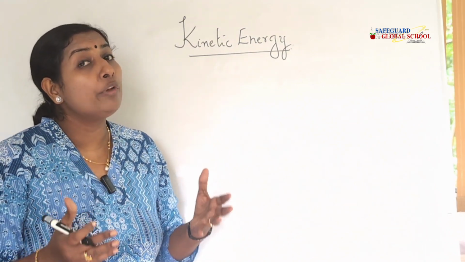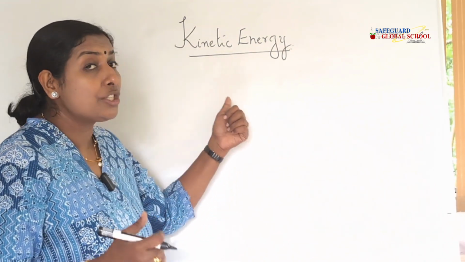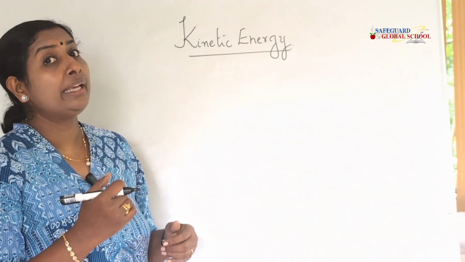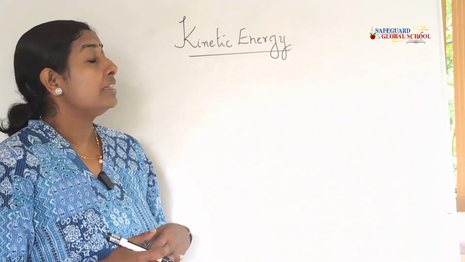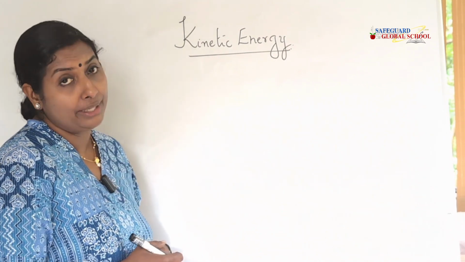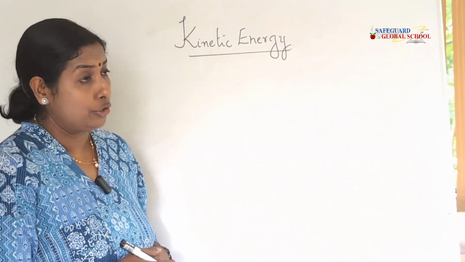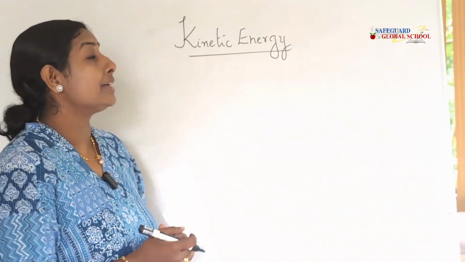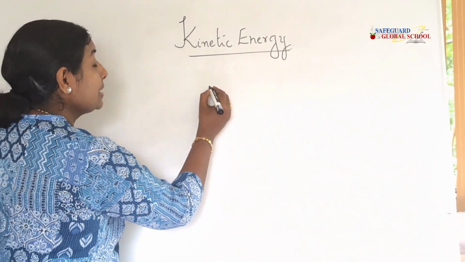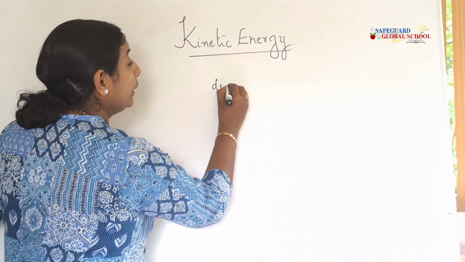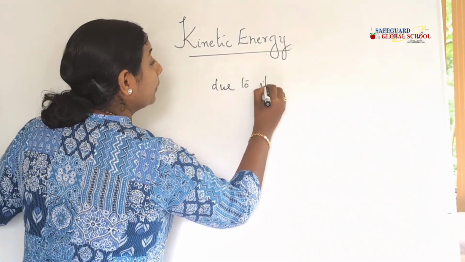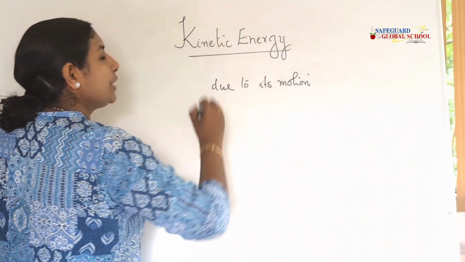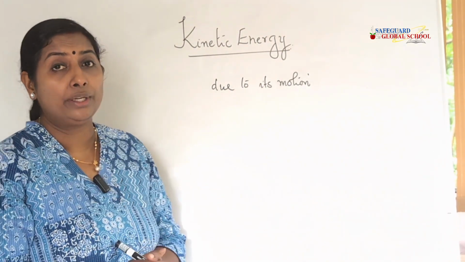So all moving bodies possess kinetic energy. An arrow moving, an aeroplane moving, a car accelerating, these are all examples of bodies possessing kinetic energy. So once again, what do you mean by kinetic energy? Kinetic energy is the energy possessed by a body due to its motion. So we know that this is a type of energy. The kinetic energy also has a unit, joule.